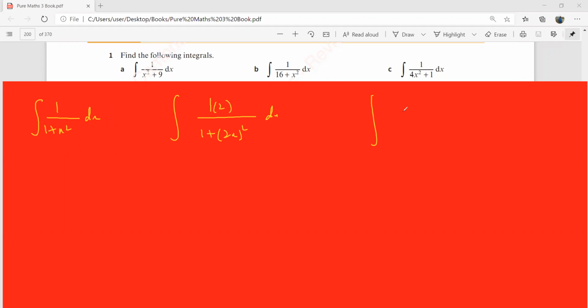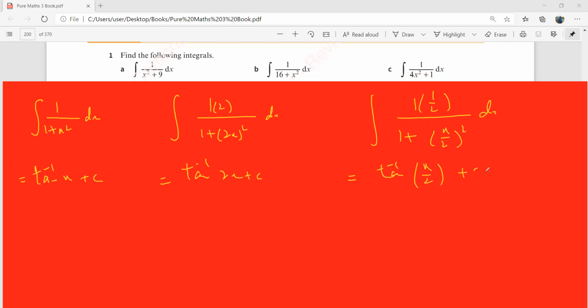If you have, let's say, 1 over 1 plus x over 2 whole square, you need to have half over here, okay? Like this is going to be tan inverse of x, this is going to be tan inverse of 2x, and this one is going to be tan inverse of x over 2 plus c. Okay? Now look at this 1 over x squared plus 9.